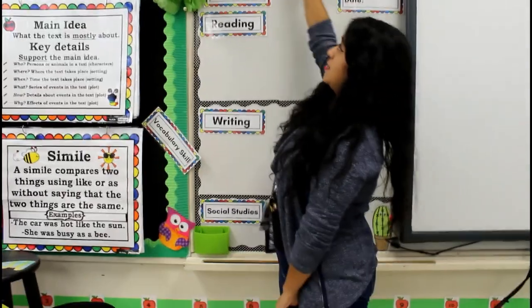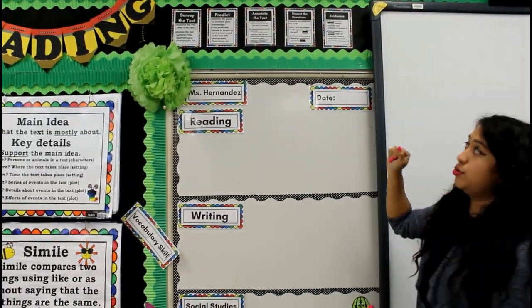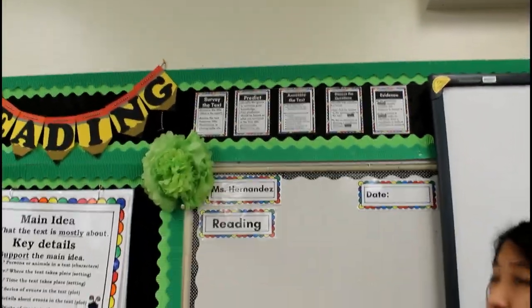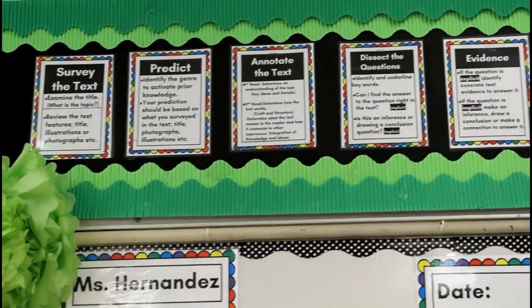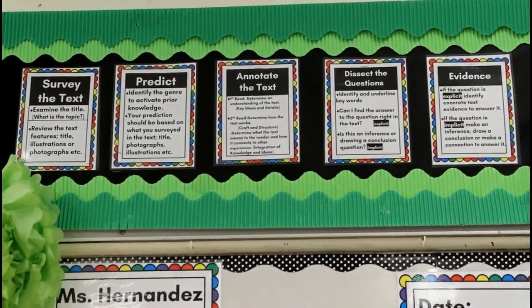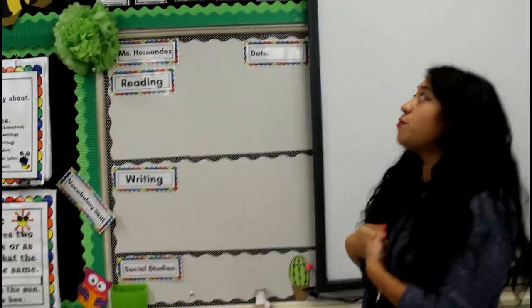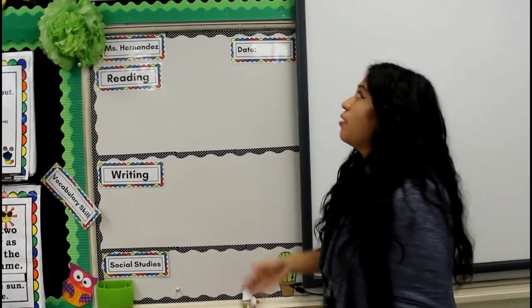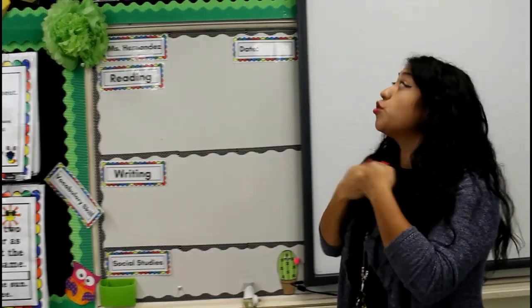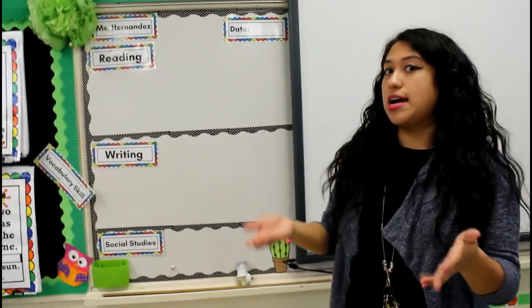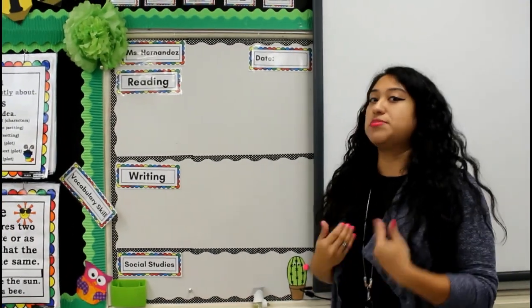Oh, I have my SPADE strategies, which is survey the text, predict, annotate the text, dissect the questions, evidence. I printed it little because it didn't fit up there, and that's really a reference for me when I'm teaching them. They know the SPADE. They'll know the S, the P, the A, the D, the E. They know what each thing means, but I'm the one saying, okay, now we're dissecting the question. As a visual reminder for me: is this an explicit or an implicit question? What kind of question is it? And even as they're answering, I'll be looking there to make sure I'm teaching the right thing.